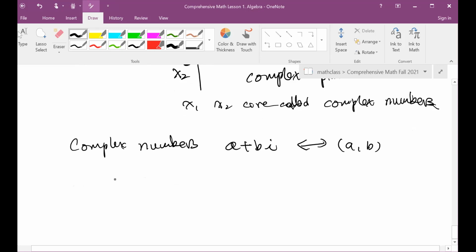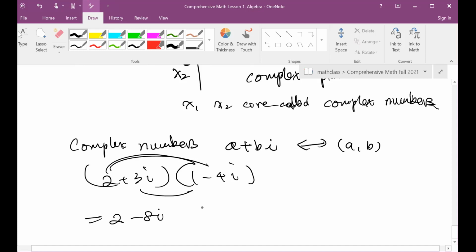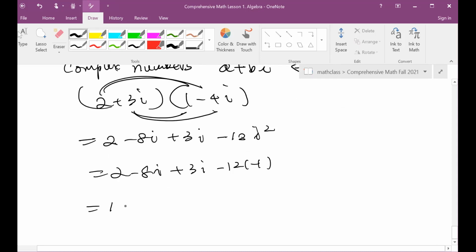For example, 2 plus 3i times 1 minus 4i. How about like that? You can do multiplication, and the product is still a complex number. So it's going to be 2 times 1, 2, 2 times -4i, -8i, 3i times 1, 3i. 3i times -4i will be -12 i squared, but the i squared will be replaced by -1. So then it would be positive 12 plus 2, so 14. Negative 8 plus 3 is negative 5. So you see, this is another complex number.